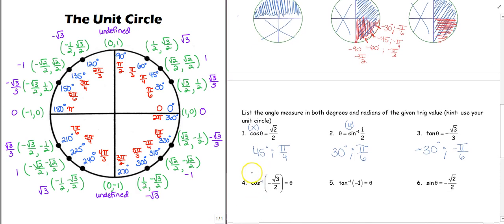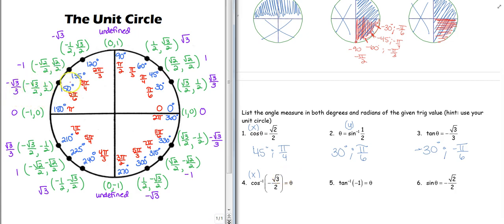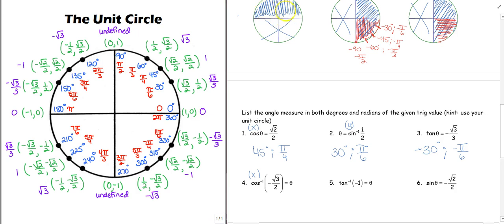So cosine, again, we're looking at the x value. If we're looking at the x value of negative root 3 over 2, that means I'm going left root 3 over 2, the x coordinate. That happens in two spots, at 150 and at 210. But when I look at the cosine restrictions, it has to be quadrant 1 or 2, which means 210 is not my option. It's going to be at 150, which is 5 pi over 6.